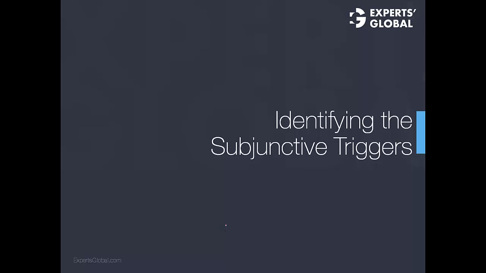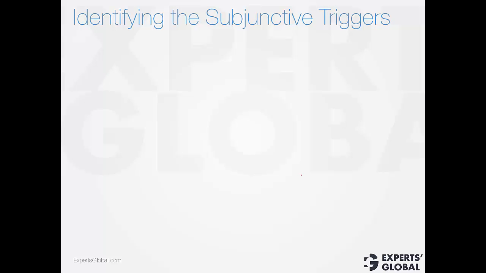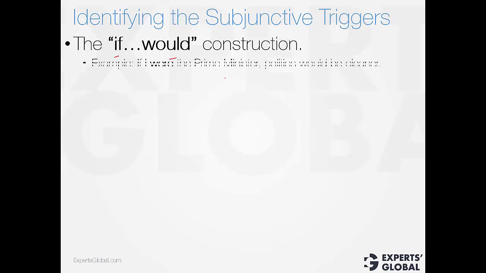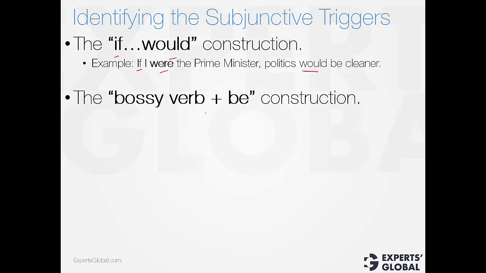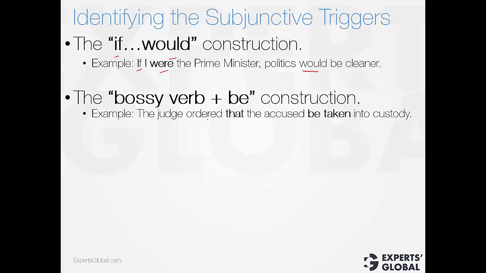Identifying the subjunctive triggers. So now I'm going to tell you how do you identify where the subjunctive mood is at play. First one, the if would construction as I suggested earlier. Example, if I were the prime minister, the politics would be cleaner. So you see an if would thing here, and therefore you know that subjunctive is being tested. Other one, bossy verb plus be construction. Example, the judge ordered, bossy verb, and then you have a be here, and therefore you know that there is subjunctive mood involved here.